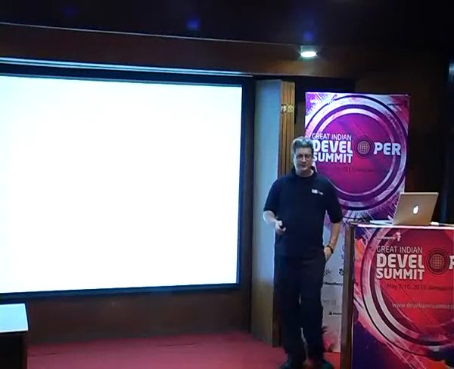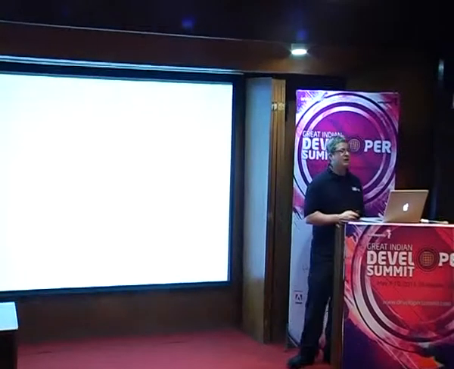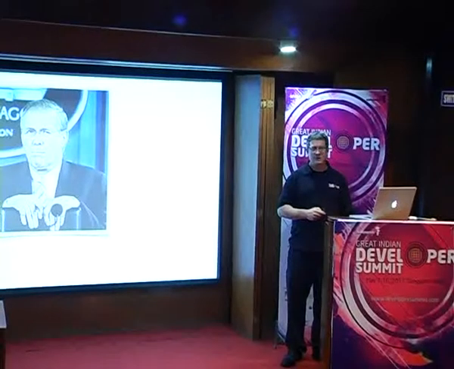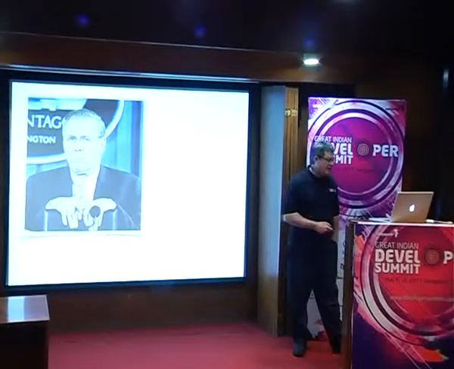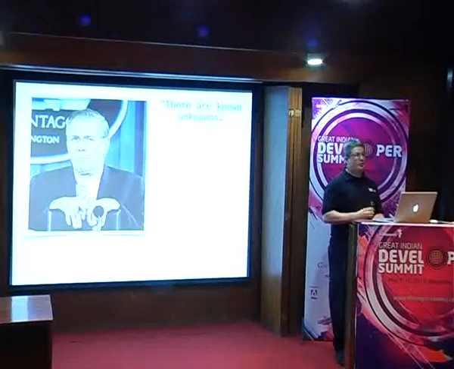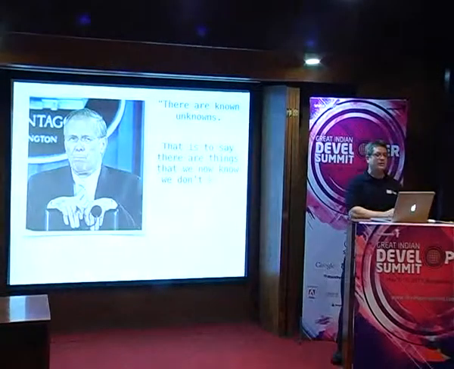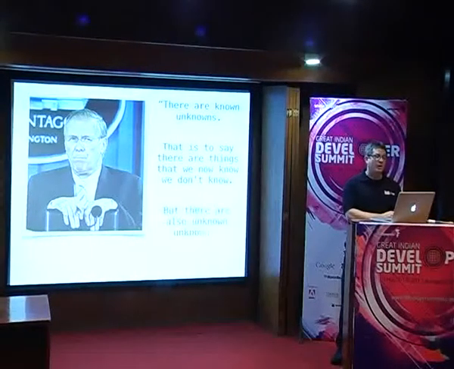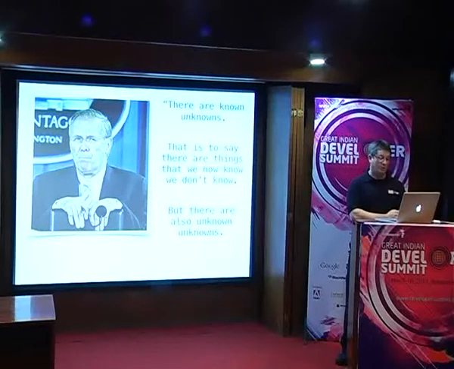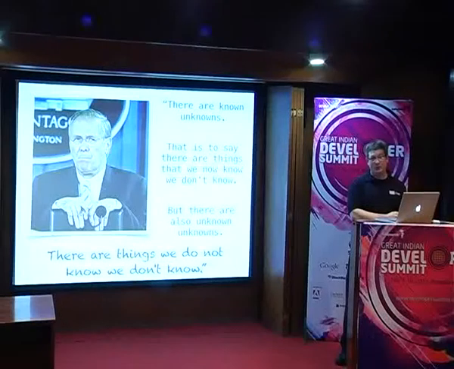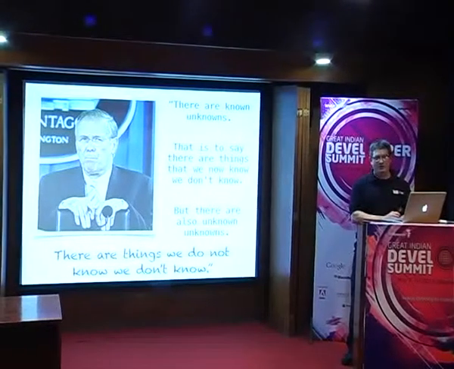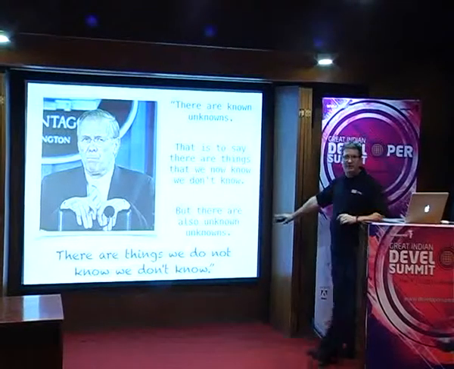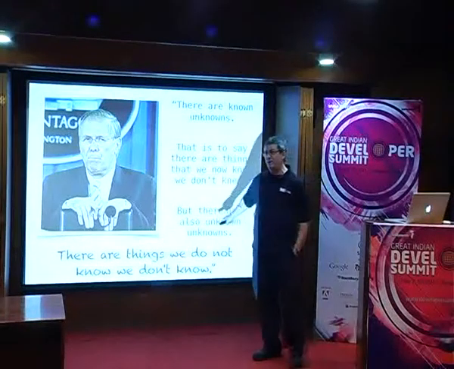But I want to start with the poetry of Donald Rumsfeld, who's a famous defense secretary in the U.S. And years ago, he very famously said, there are known unknowns. That is to say, there are things we now know we don't know, but there are also unknown unknowns. There are things we do not know that we don't know. And he didn't realize it, but he was talking about software here. Because this is the killer thing in software, the unknown unknowns.